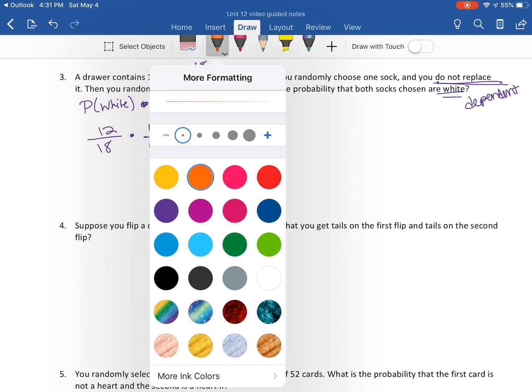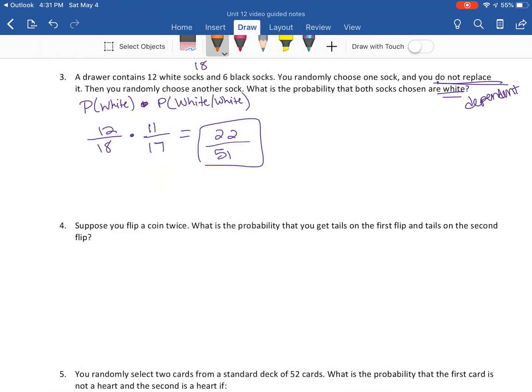Number 4, suppose you flip a coin twice. What's the probability you get tails on the first flip and tails on the second flip? Well, if you flip a coin, it doesn't matter how many times you flip it, you're always going to have either heads or tails. So this is independent probability. Doesn't matter how many times you flip that coin, your original conditions are always going to stay the same. So the probability of flipping tails is half, times the probability of flipping tails again is half. So you have a 1/4 probability.